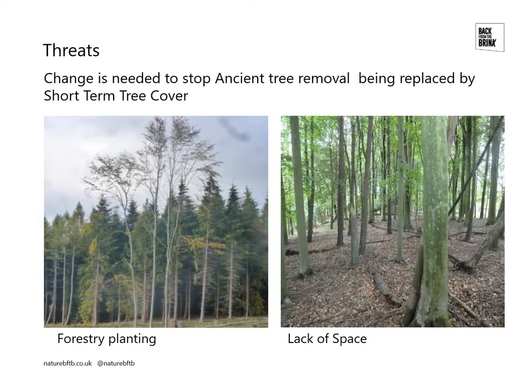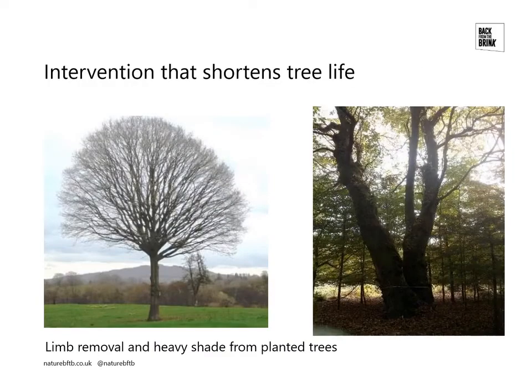There are many threats to the ancient woodlands that we have. Ancient trees are continuing to be removed or replaced or tidied up, and short-term tree cover is replacing them for forestry and timber production. And we think there must be room for both, because we do need to have both types of timber and types of tree in our landscape. Lack of space within the plantations will stop any mature ancient tree developing. So we need to give them plenty of space as well as grow timber.